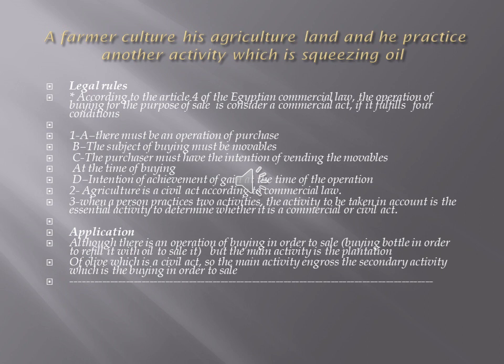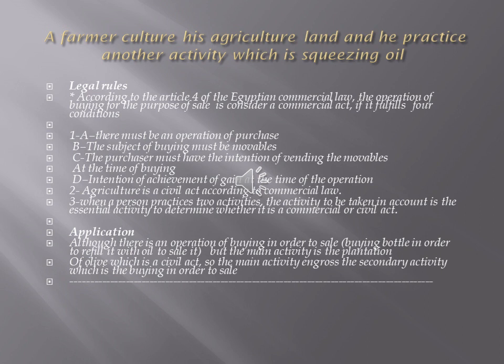In the legal rule, we will mention that according to Article 4, paragraph A, are deemed to be commercial all the operations of buying for the reason of sale. This is the first legal rule. The second legal rule, we must indicate that according to the Egyptian commercial law, are deemed to be a civil act all the operations related to agriculture. The third legal rule is that we must indicate that according to the Egyptian law, in case of conflict between two legal systems governing two economic activities, the legal system of the main economic activity will englobe the legal system of the secondary economic activity.